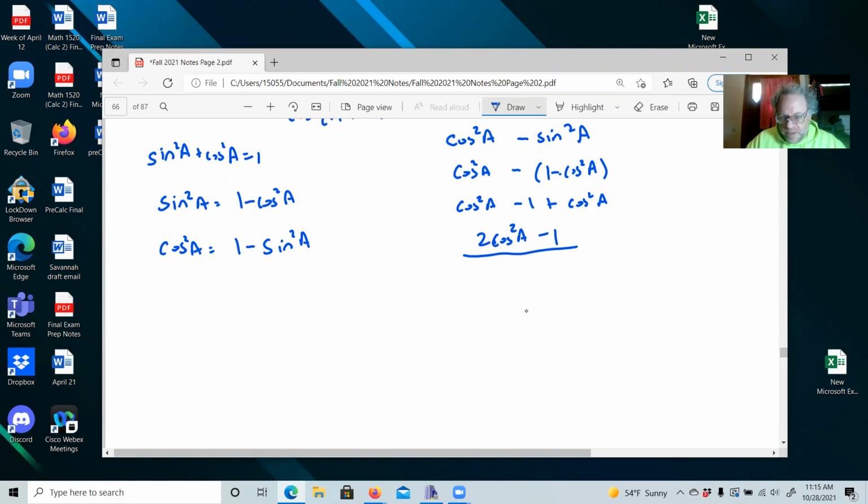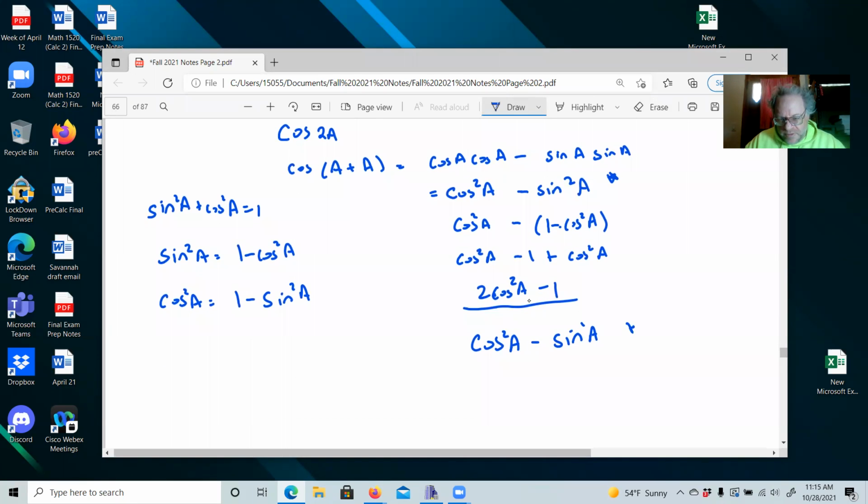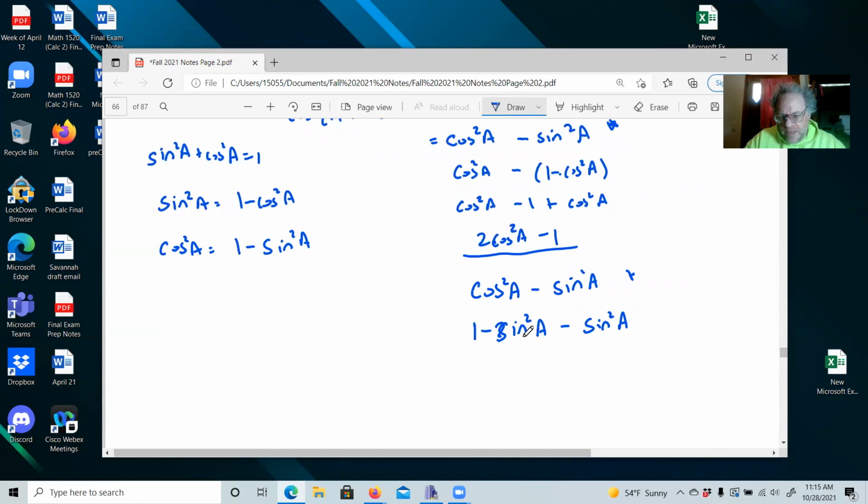Okay. We could also say that cosine squared of A is equal to 1 minus sine squared of A. So we could replace, right? We could start with cosine squared A minus sine squared A. That was our original statement, right? And then we know that this is 1 minus sine squared A minus sine squared A. This is 1 minus 2 sine squared A.